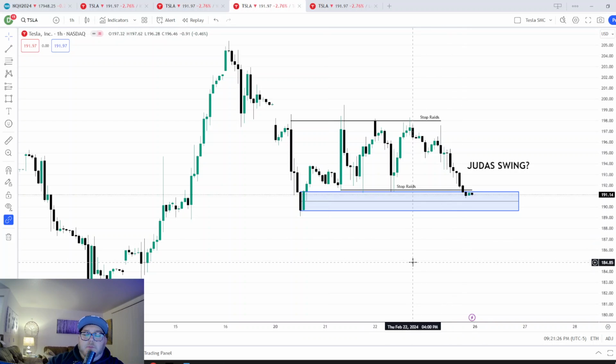on the 1-hour chart, what I want to highlight is the most recent activity is that we saw a lot of stop raids going on last week, right? So we had a short trading week with no Monday trading. We had this weekly open gap right here.